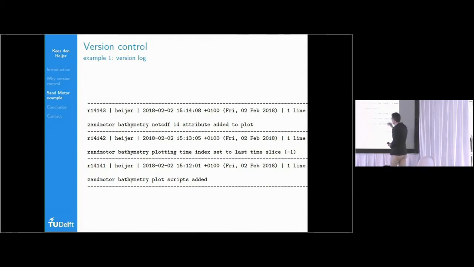From bottom to top, I started with creating a script to plot one of these figures, the left one. And then in the next stage, I changed the time slice. I provided some information on what I did to help myself and see what was going on.